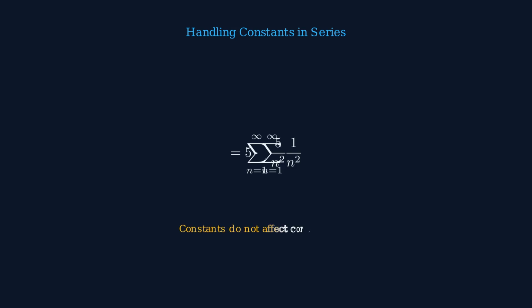Because 1 over n squared is a p-series with p equal to 2, we know it converges. Multiplying a convergent sum by a finite constant does not change its convergence status. In summary, constants serve only to scale the total, but they never determine whether a series converges or diverges.